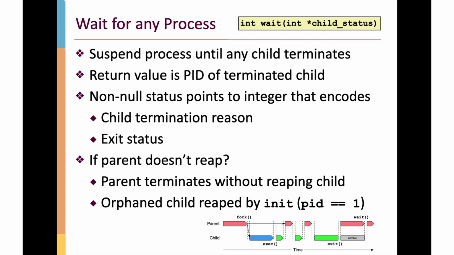And when that child does terminate, this wait function is going to return the process ID of the child that was waited for. And then if you hand in a parameter here that's a pointer to an integer, you can retrieve additional information about the status of that child process. So the reason that it terminated, what its exit status was, and so forth. So that's how the parent can synchronize with the child process when it finally exits.